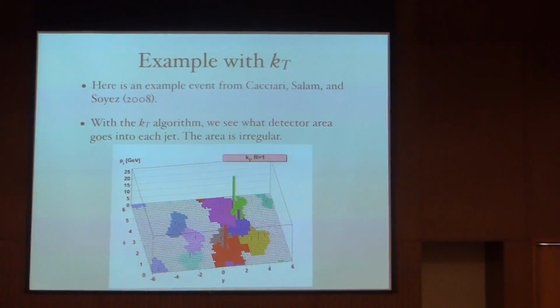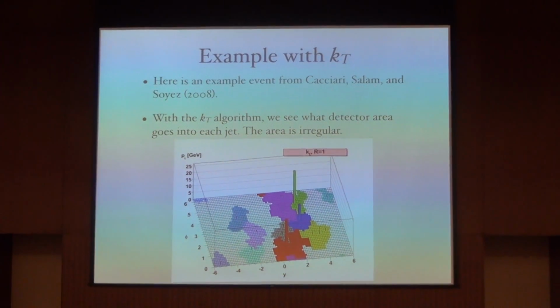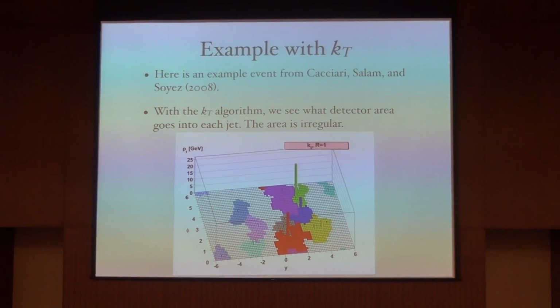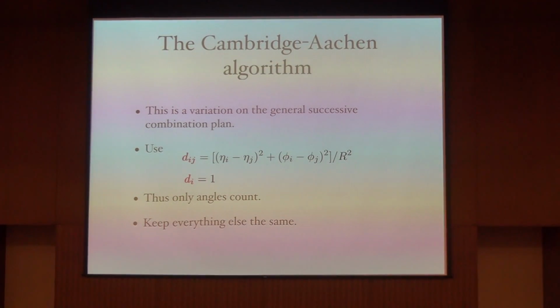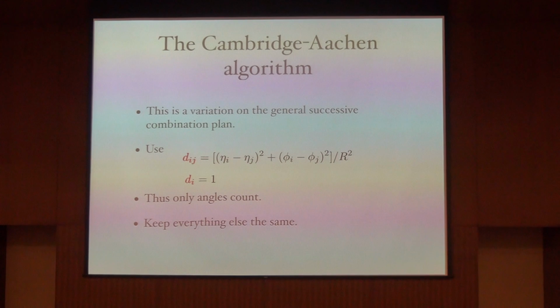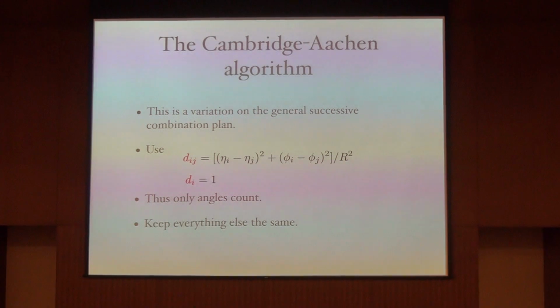Okay, so that's what happens with the KT algorithm. There's a couple more algorithms, but the ones I'm going to show you are all in the same style. So there's something called the Cambridge-Aachen algorithm, and if you go to any talk about jet substructure, you're likely to see something about the Cambridge-Aachen algorithm.